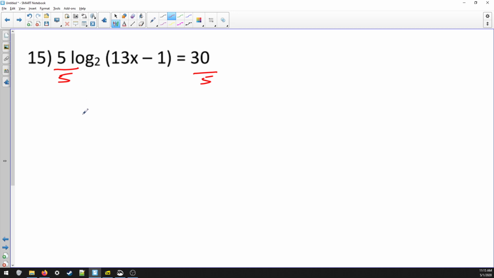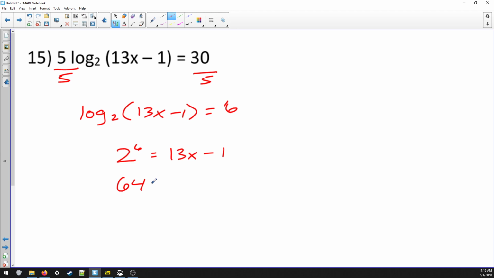I'm going to say that now makes the log base 2 of 13x minus 1 equal to 6. Okay. And now I'm going to do my conversion. There's nothing outside of the log, so I'm going to say 2 to the 6th power is equal to 13x minus 1. Okay. 2 to the 6th power, I believe, is 64, if I'm remembering correctly, because 2 to the 5th, yes, so 64, okay, and 13x minus 1.